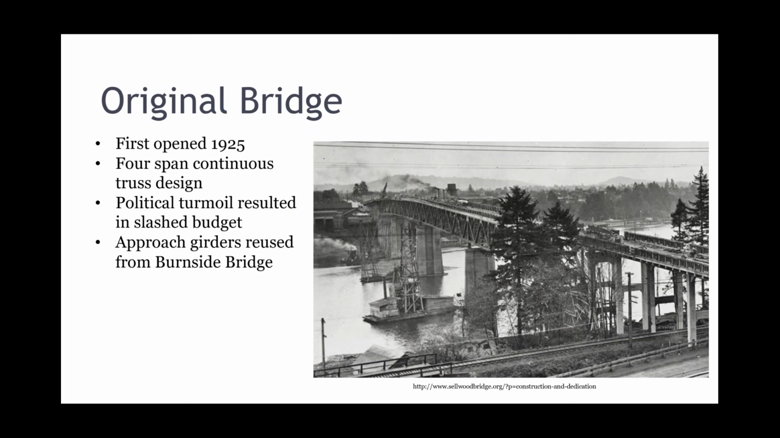I love these old type photos. The original structure was opened in 1925. As you can see in the photo there, a 4-span continuous truss design. Things we deal with today, they were dealing with in the 20s. How many of us have had a project that underwent some political turmoil that resulted in a slashed or reduced budget? And so interestingly enough, following that turmoil, the approach girders were reused from the Burnside Bridge, which is basically located in downtown Portland, just a few miles downstream of this existing structure.